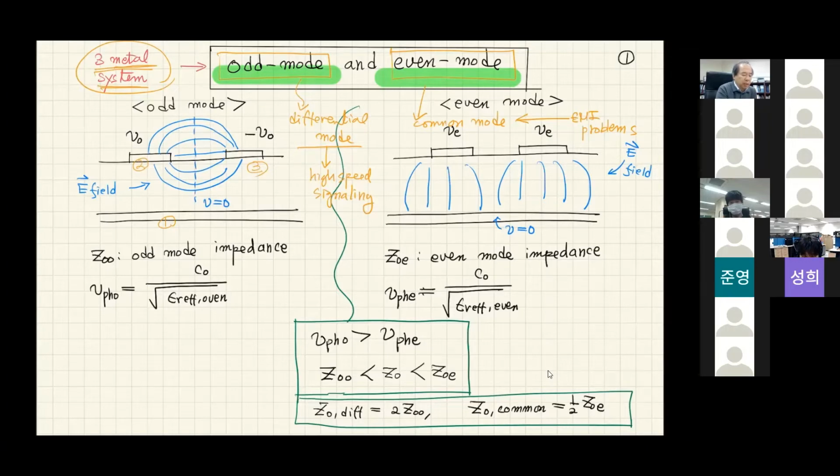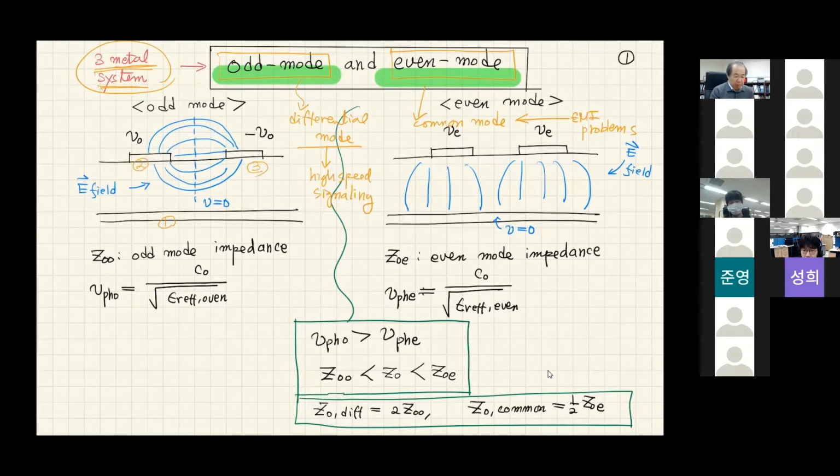Odd mode is very good to maintain the ground plane and impedance. However, even mode is a source of EMI. So in order to send really high-speed signals in these three-metal systems, we really have to keep the differential mode and we have to minimize the common mode.